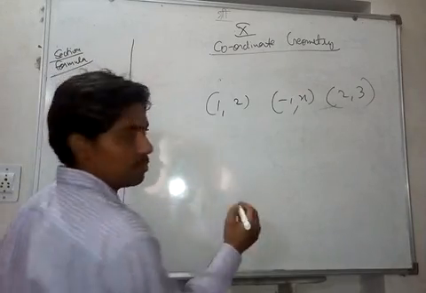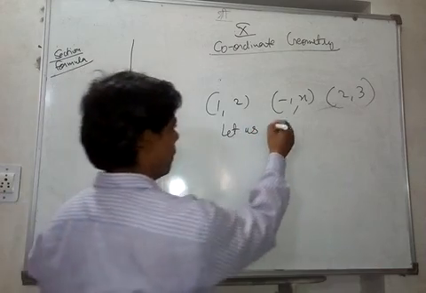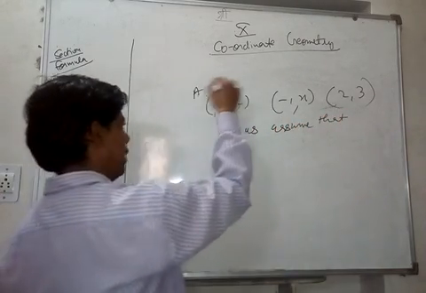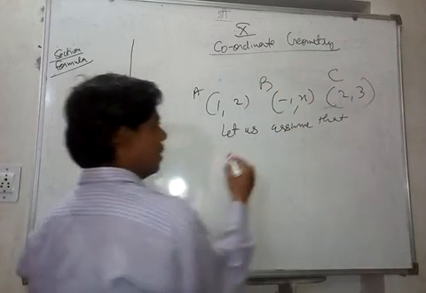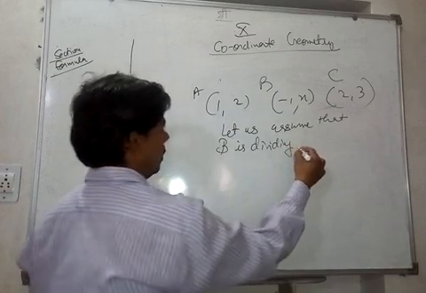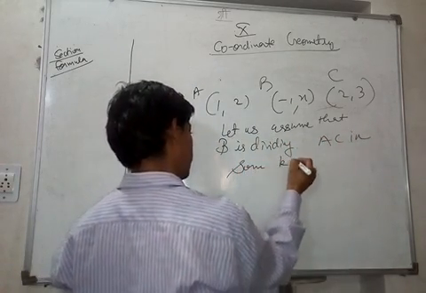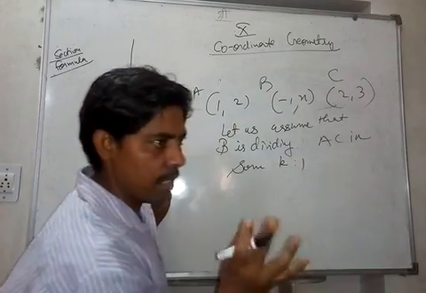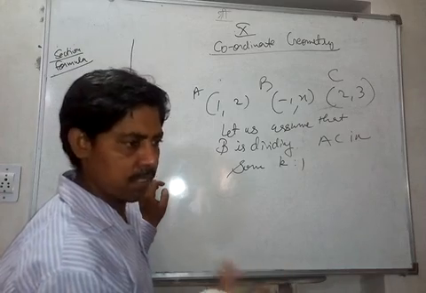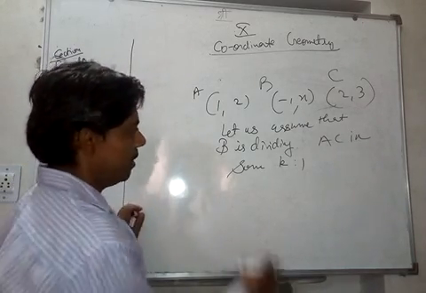So now can we use the section formula? Yes. Let us assume that this is point A, this is point B, this is point C. B is dividing AC in some ratio k is to 1. If you are not sure about internal and external, you can just write k is to 1. If k is negative, external; if k is positive, internal. Now, if they are collinear, then let the ratio be k is to 1.